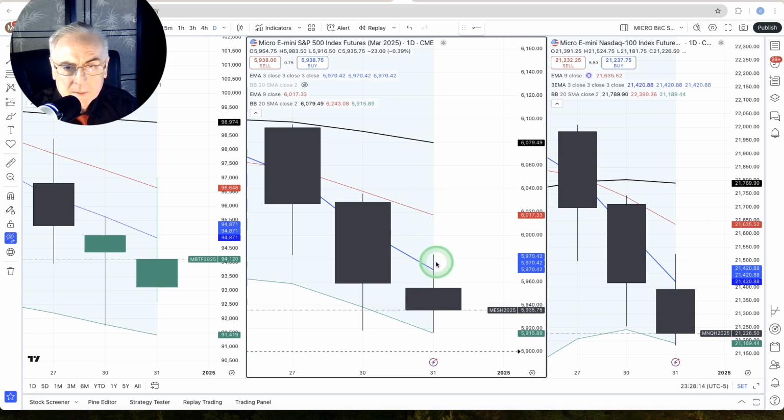That's going to be very much my focus. And I am noting this 9 EMA more now because we've had 2 days of air not touching or piercing through above, and that currently closed at 6017.